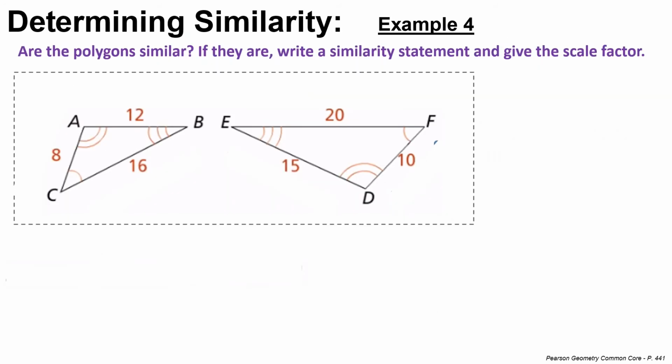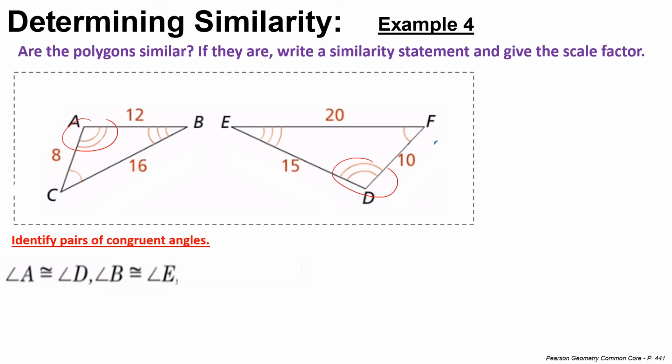In this example, we want to determine similarity. It asks, are the polygons similar? And if they are, we want to write a similarity statement and give the scale factor. The first thing we want to do is identify pairs of congruent angles, so we're simply looking at the arcs. Angle A is congruent to angle D because they both have 2 arcs. Angles B and E both have 3 arcs. And C and F both have 1 arc. So we've identified the congruent angles.